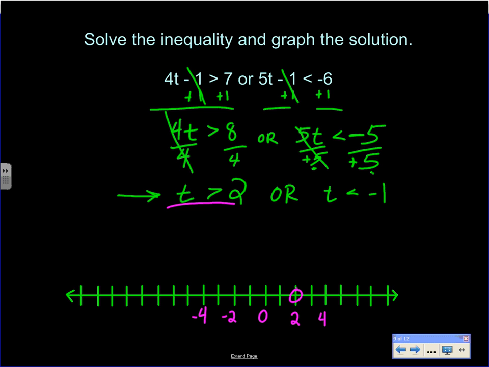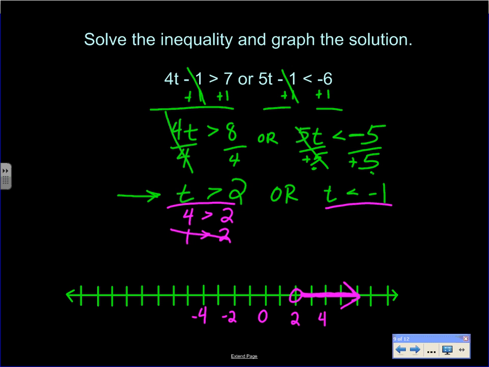Pick some test points. 4 is on the right side. What number is on the left side? We can go 1. Is 4 greater than 2? Yes. Is 1 greater than 2? No. So it's going to be pointing towards the 4. I know this is an "or" problem, so they should be pointing in opposite directions.